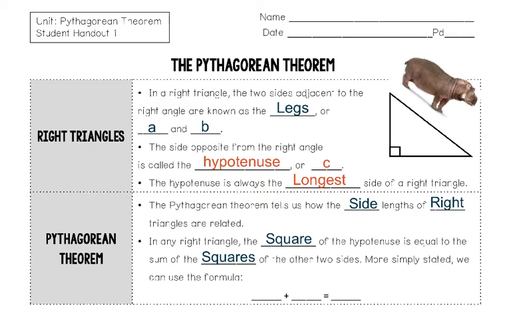Then I'm going to break it down to make it a lot easier for you. In any right triangle, the square of the hypotenuse is equal to the sum of the squares of the other two sides. Let me show you what that looks like with a picture.